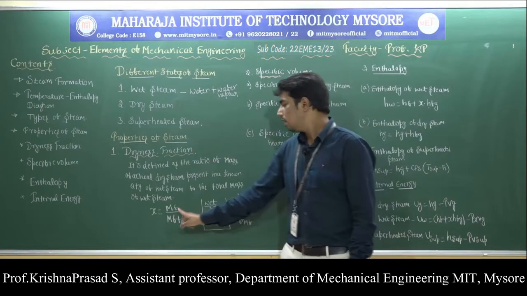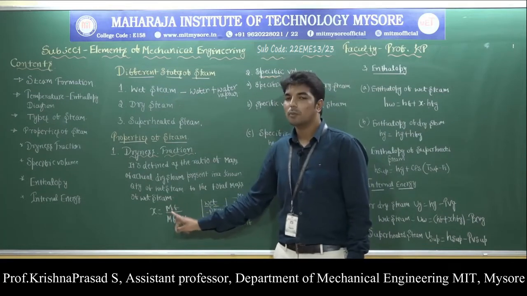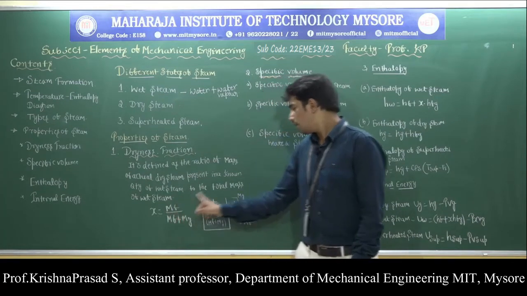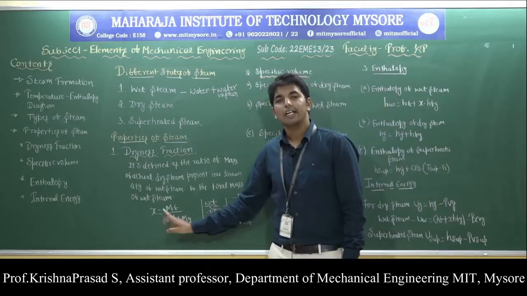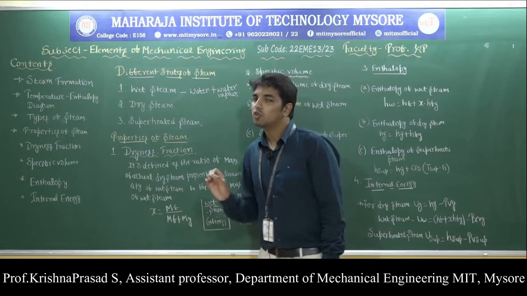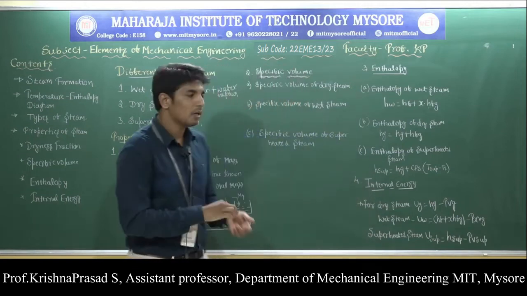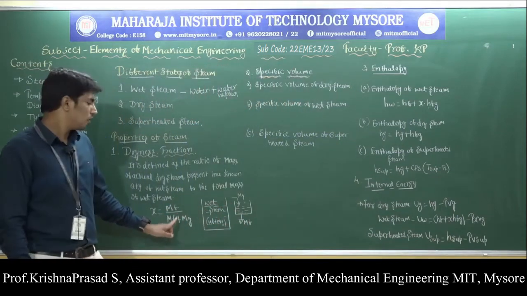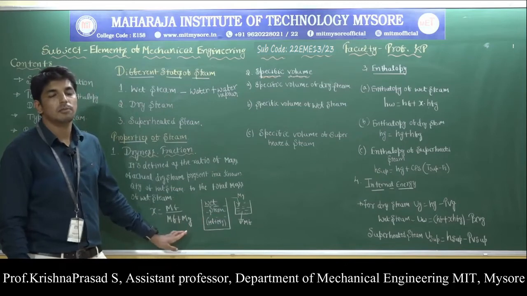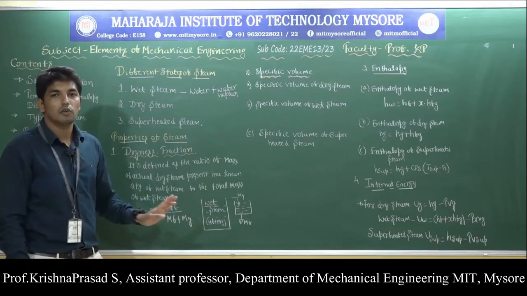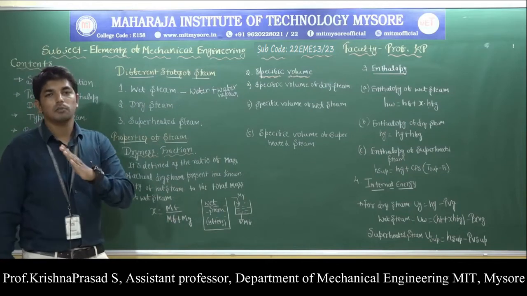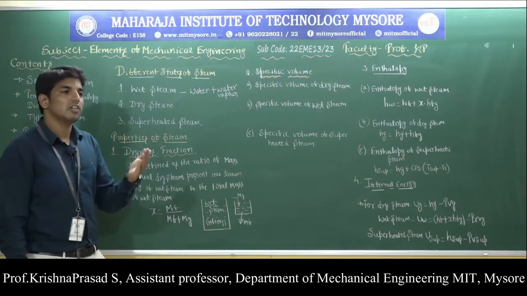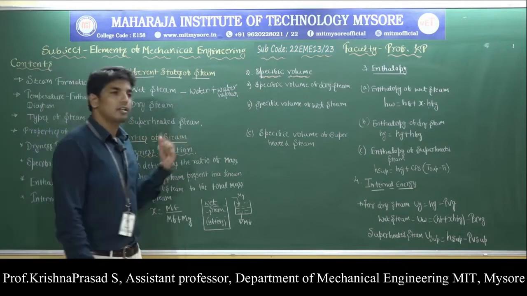So the mass of the sample quantity of water particle present in a sample quantity of wet steam to the total mass of wet steam is called the dryness fraction. The dryness fraction has no unit, because the mass of the wet steam and the total mass of wet steam are both in kg, so they cancel out, and we measure the dryness fraction as below 1. If the dryness fraction is 1, then it is nothing but the dry steam.